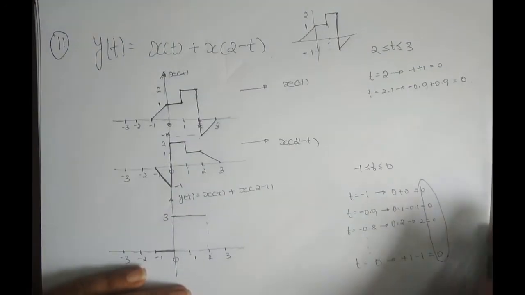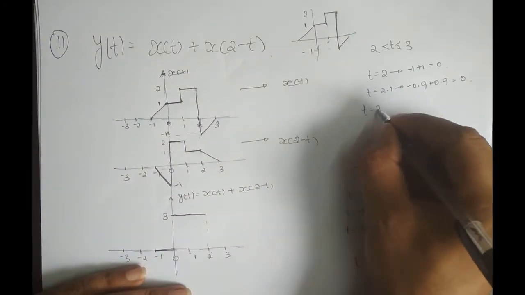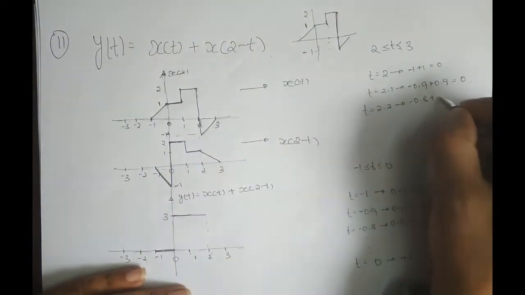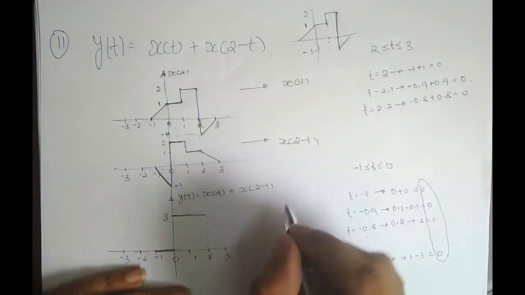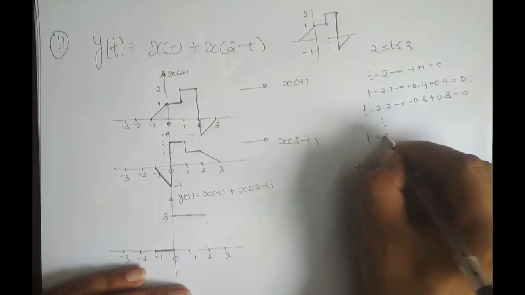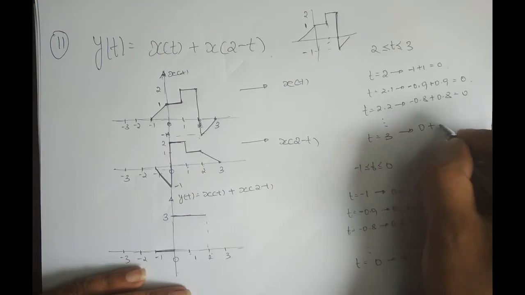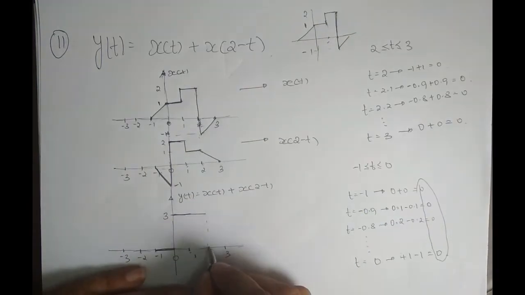I get 0. Similarly, at t is equal to 2.2, what is the amplitude of the first signal? Minus 0.8, right? Amplitude of the second signal is plus 0.8. So it cancels out. I get 0. So dot dot dot, at t is equal to 3, what is the amplitude of the first signal? It is 0. Amplitude of the second signal, it is 0. 0 plus 0, I get 0. So it is like this.